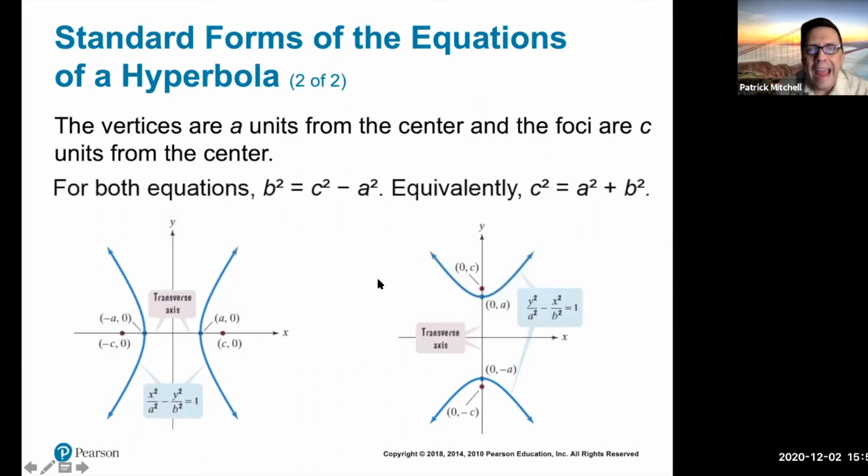The vertices are a units from the center, and the foci are c units from the center. Now, the number c does not figure into the equation of a hyperbola, so we need to know how c relates to a and b. These equations are kind of similar to what we looked at in the last section, except notice they are a little different, the signs, S-I-G-N, of course. So for both equations, either b squared is equal to c squared minus a squared, or equivalently, c squared equals a squared plus b squared.